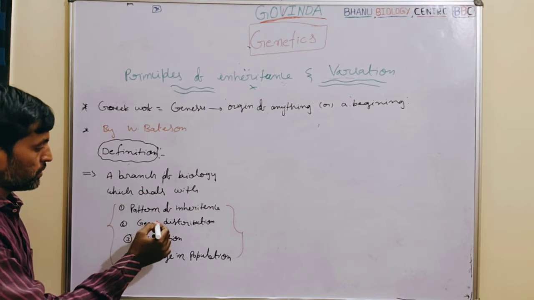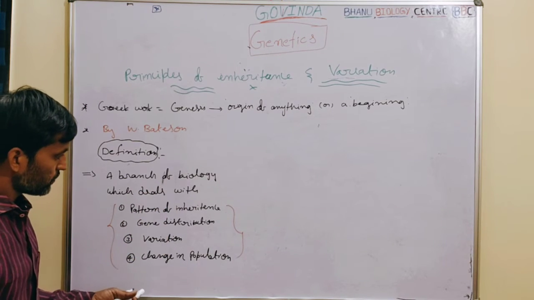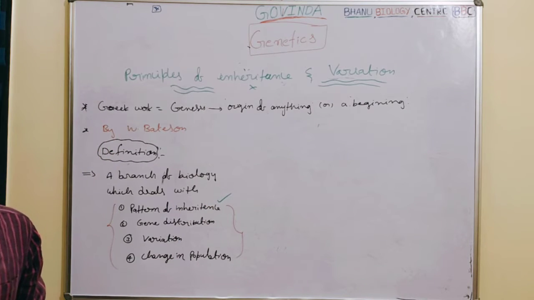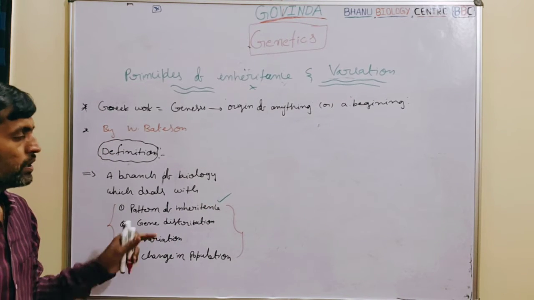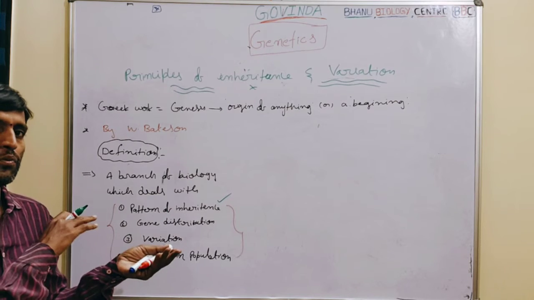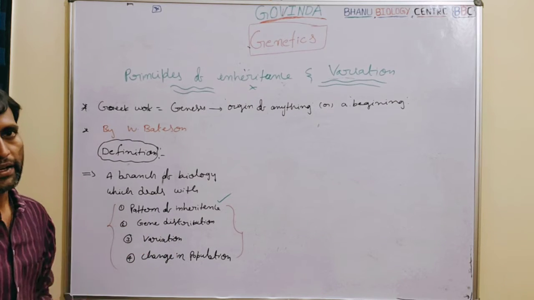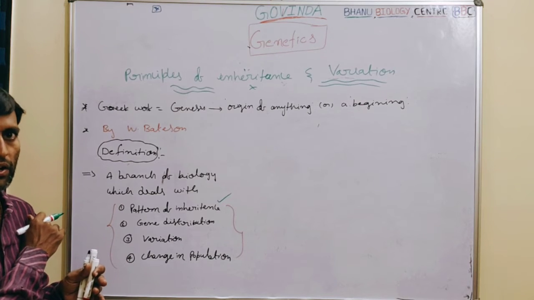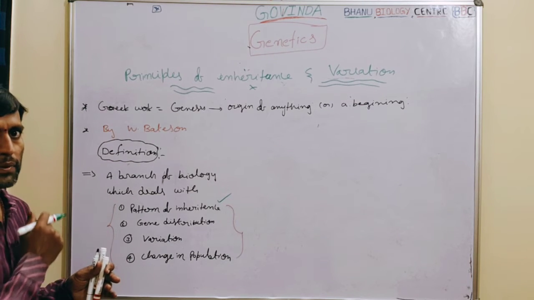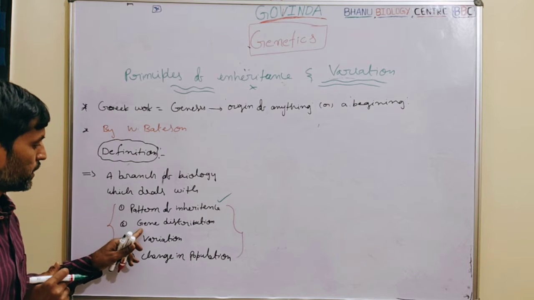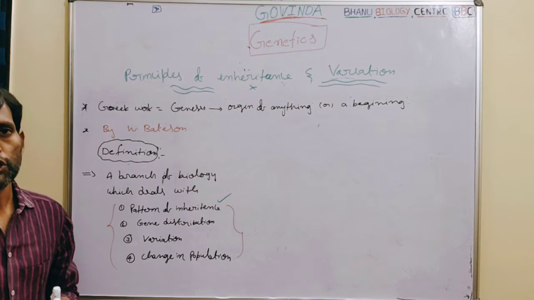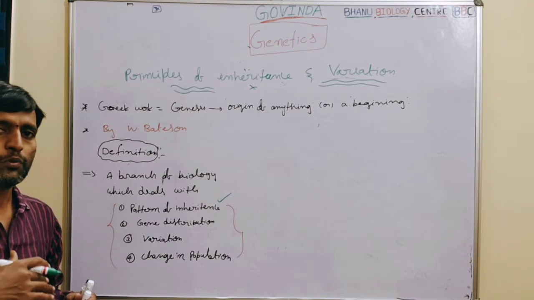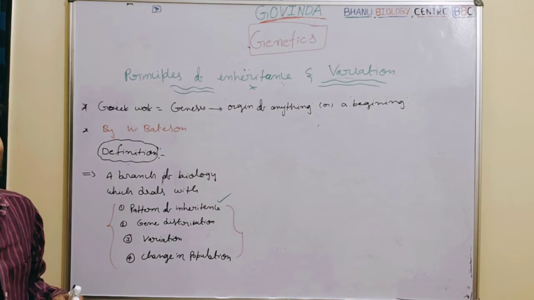The genetics will explain the pattern of inheritance. Inheritance is the transmission of genetic characters from parents to progeny. How that inheritance occurs in organisms, that will be explained by genetics. The another one is it focuses on the gene distribution. How the genes are segregated and distributed from parents to their progenies.